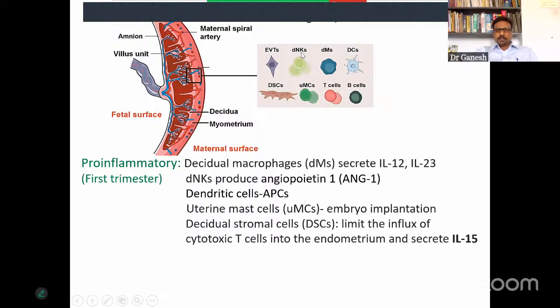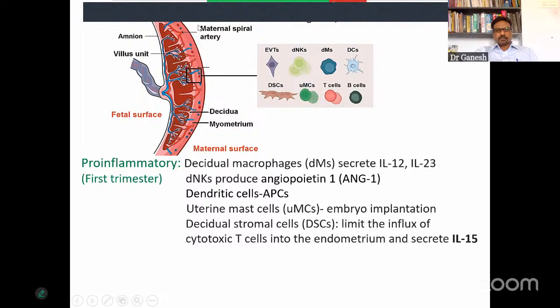So then there are decidual natural killer cells, as I told before, and there are also the decidual macrophages and dendritic cells, and there are also the decidual stromal cells, then the mast cells, uterine mast cells, T cells, as well as B cells. All these cells are present in the region where the placenta is being established. And here there are mainly three phases, like the pro-inflammatory phase, which occurs during the first trimester, where the initial immune response needs to be calmed down. So that is being established here.